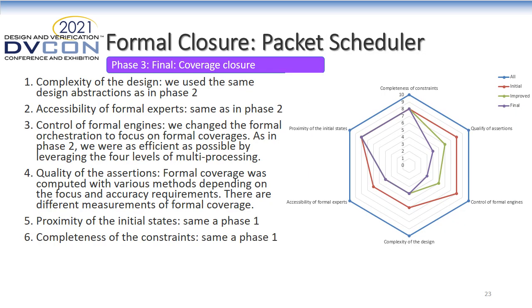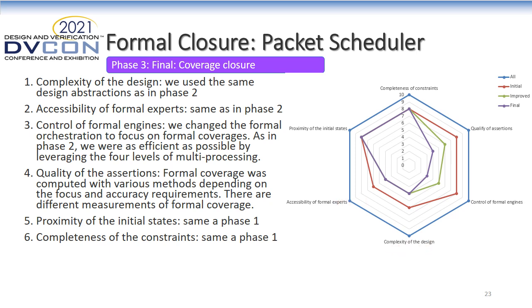So for phase 3, we are focusing on formal coverage. We are trying to keep the formal environment as constant as possible. As you can see, the purple boundary is more or less the same as the green boundary. So for constraint, we are keeping it constant. For initial state, we are keeping it constant. Formal expert, it is the same team.